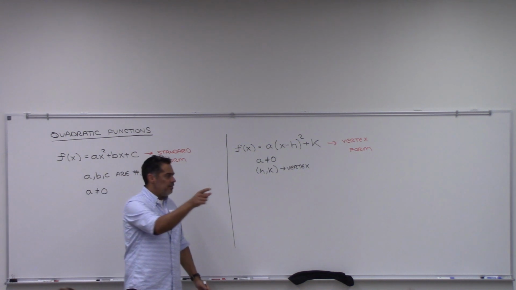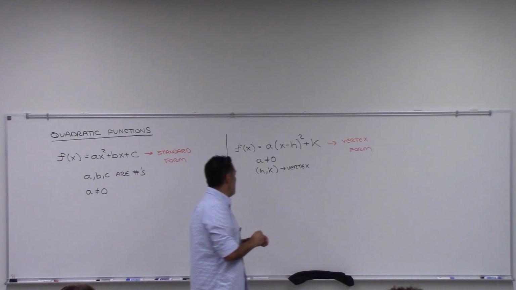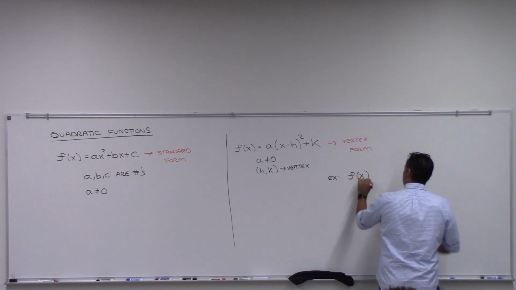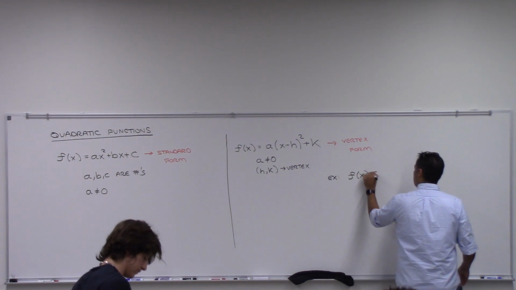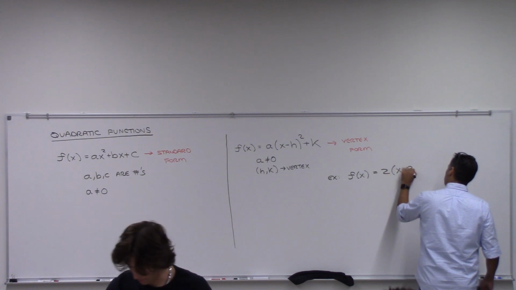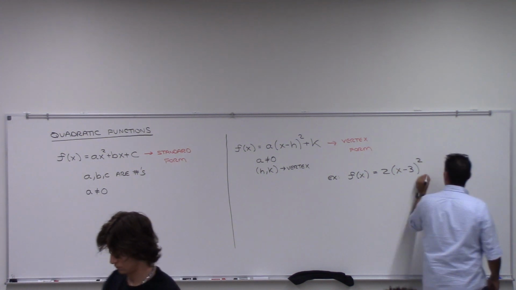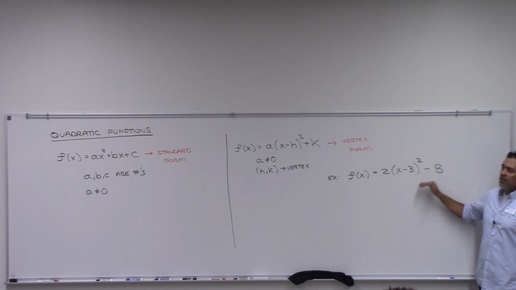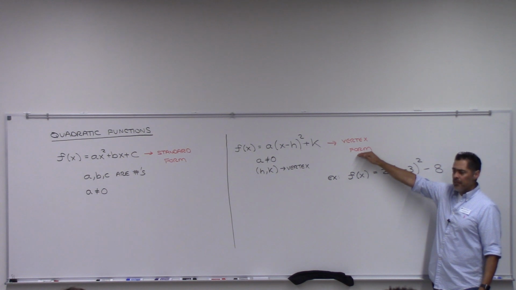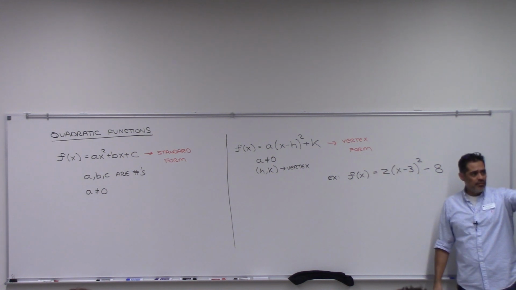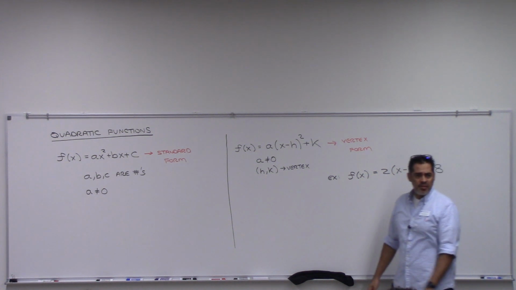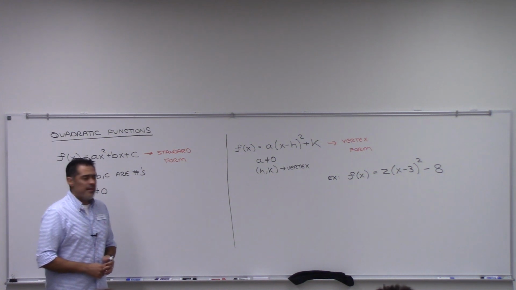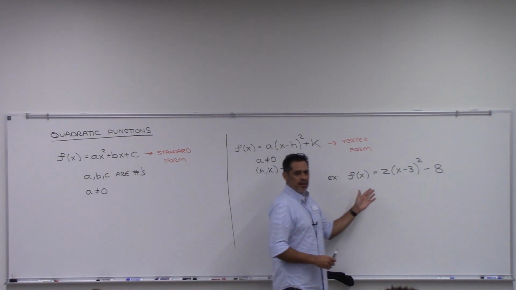Unfortunately, this TV was not working this morning, so I have an example for us to look at. Let's take a look at this function, f of x equals 2 times x minus 3, that quantity squared, minus 8. First thing to notice is that this is a quadratic function written in the vertex form. I have it graphed right there. Can you all see the vertex? What is the vertex of this quadratic function? 3, negative 8.